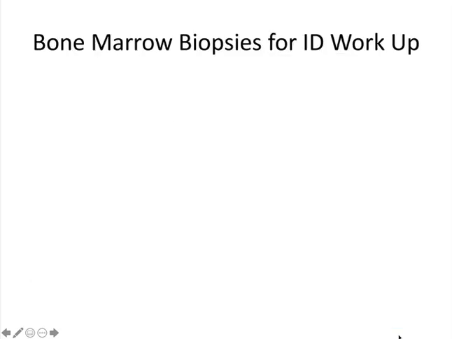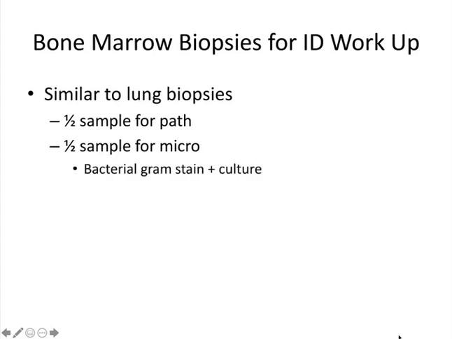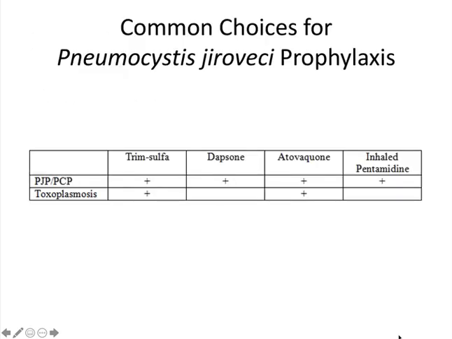The bone marrow biopsy workup for an ID workup, you have to remember, obviously you still do the pathological because, does she now have a cancer? In terms of the ID workup, it's like a liver or a lung biopsy that half the sample goes to path, half the sample goes to micro. We look at the bacterial stuff, fungal stuff, AFB being acid-fast bacilli. And then we try to make sure we're not missing anything else.